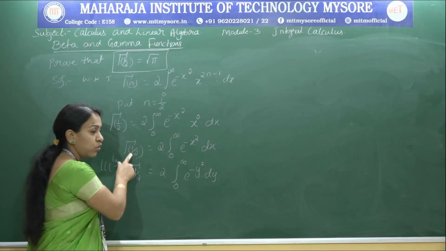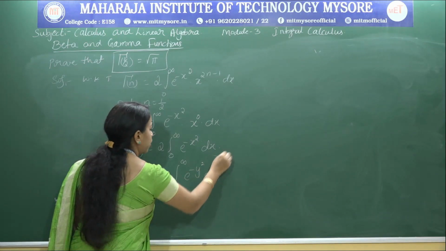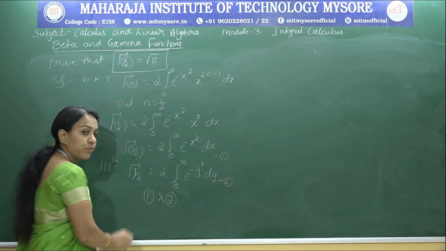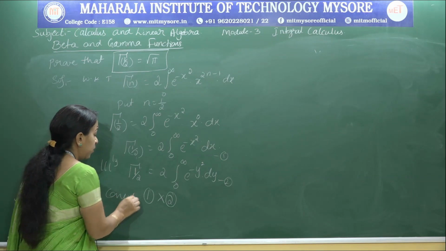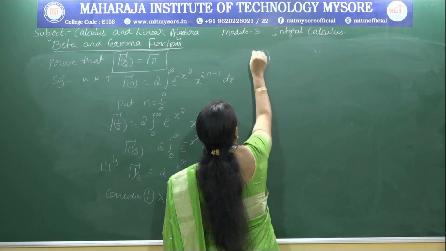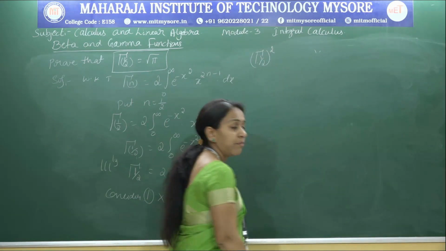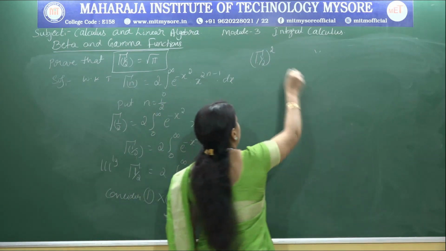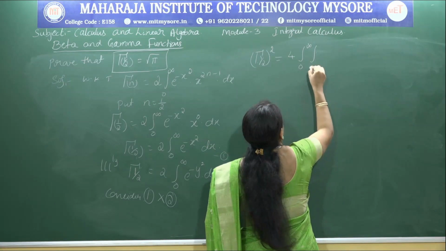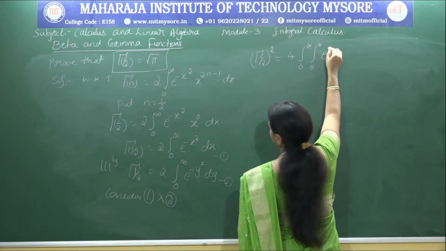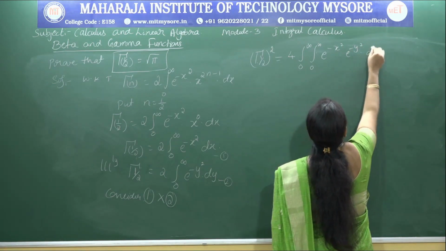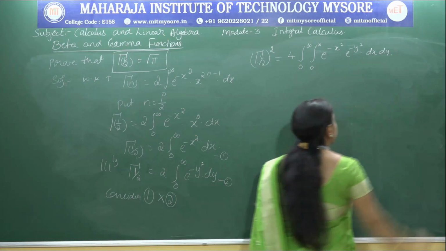Okay. Now, I multiply both the equations. If I consider 1 and 2, so equation 1 into equation 2, I consider the multiple of equation 1 and 2, so that gamma half into gamma half will be gamma half whole square, right? And the second part, our LHS, is 2 2s are 4 times the integral 0 to infinity e to the power of minus x square into e power minus y square dx dy.